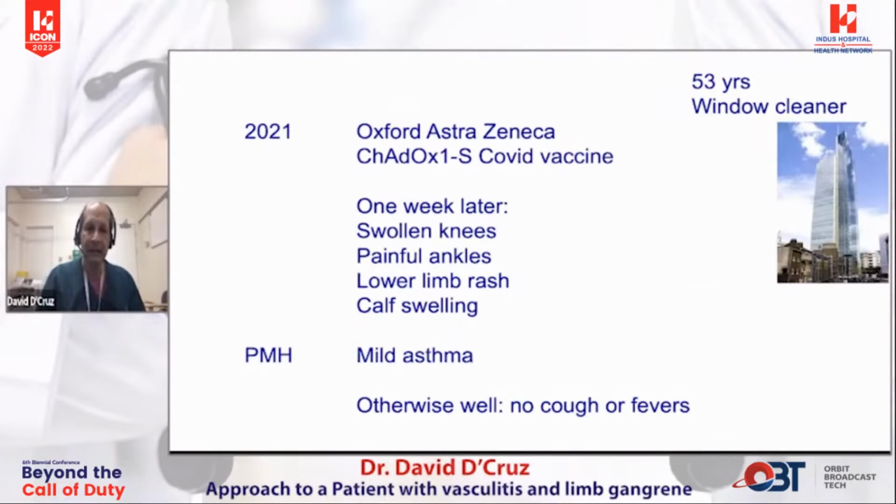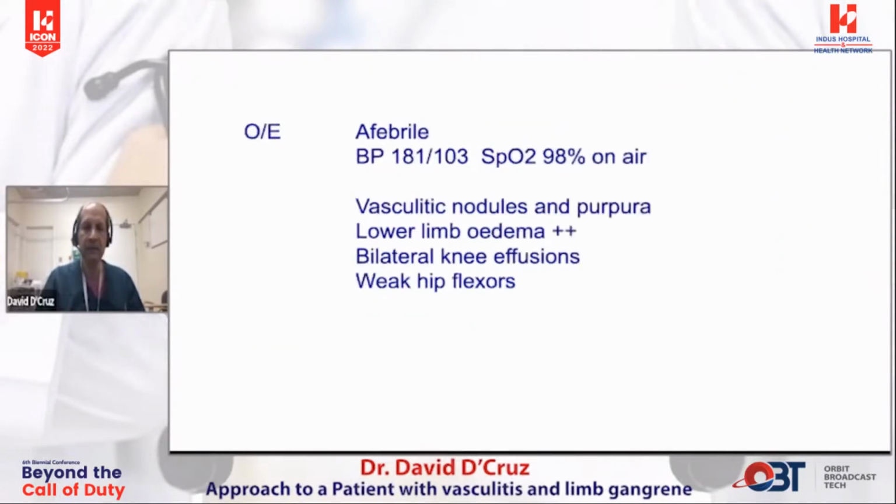However, a week later, he had swollen knees, painful ankles, a lower limb rash, calf swelling, but he was otherwise well with no cough or fevers. Previous history of mild asthma. Clinically, he was afebrile, very hypertensive, good oxygen saturations on room air, and he had extensive vasculitic nodules and purpura, which appeared in the preceding few days before admission. He had marked lower limb edema, bilateral knee effusions, and weakness of his hip flexors.